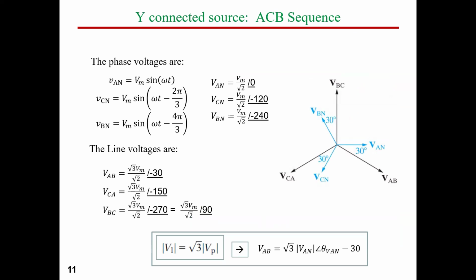Here we have the ACB. As we just discussed in the previous slide, this is A, this is C, this is B. So the difference is, instead of having VC at angle plus 120, it's at angle minus 120. So these are the differences between ABC and ACB.